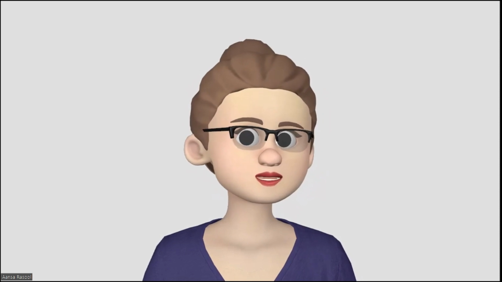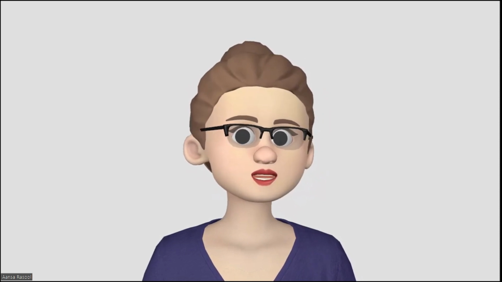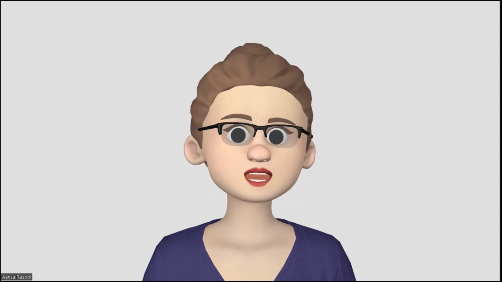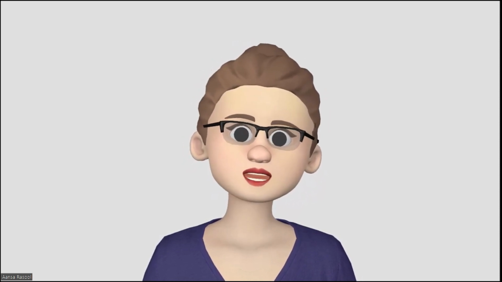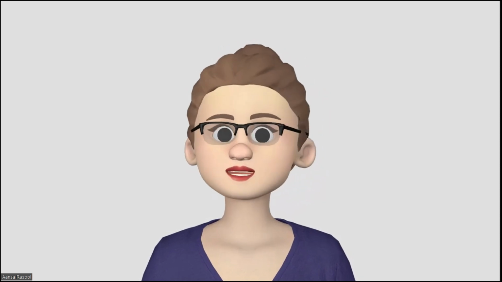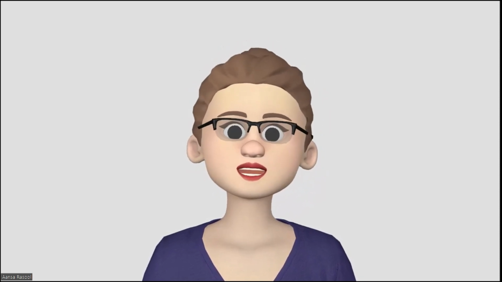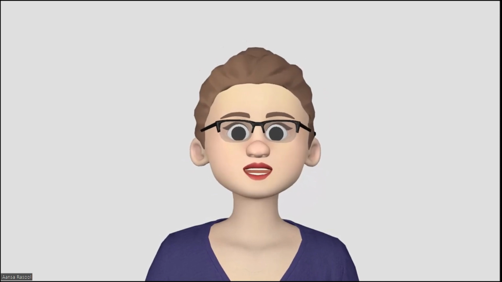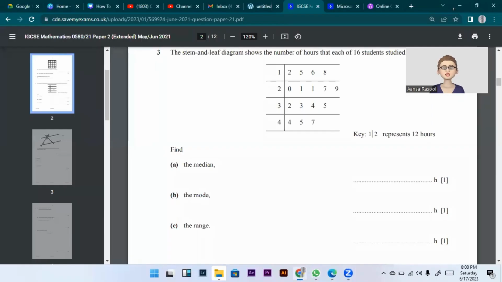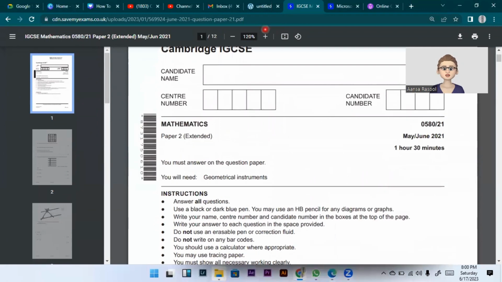Another question means third question. Third question of past paper Cambridge IGCSE Mathematics Extended, 0580 is the code, and it's paper number 2. I will be uploading each question with the respective topic, and I will also be uploading this paper collectively.